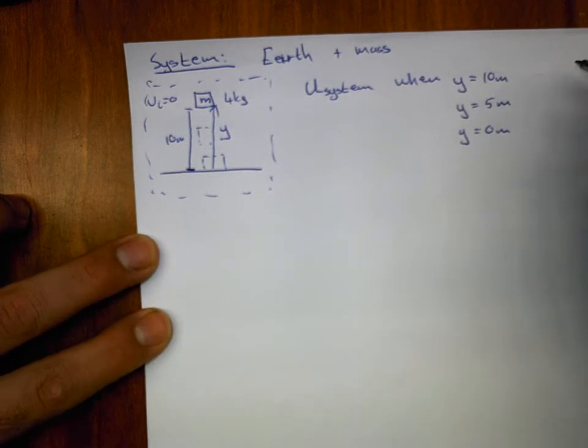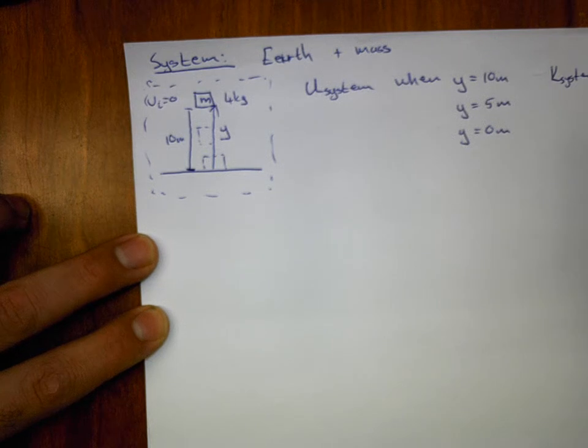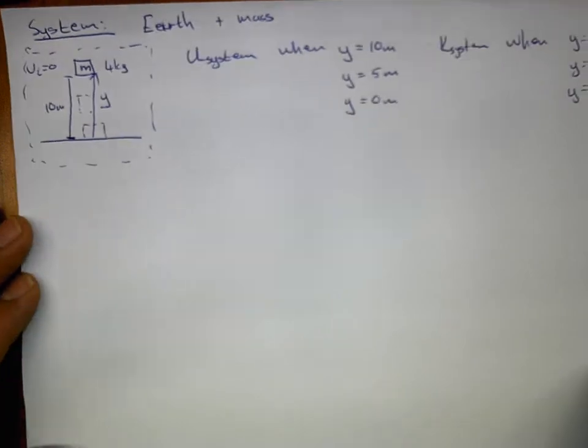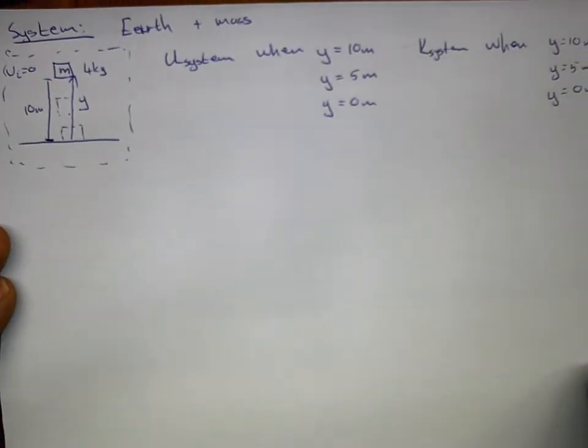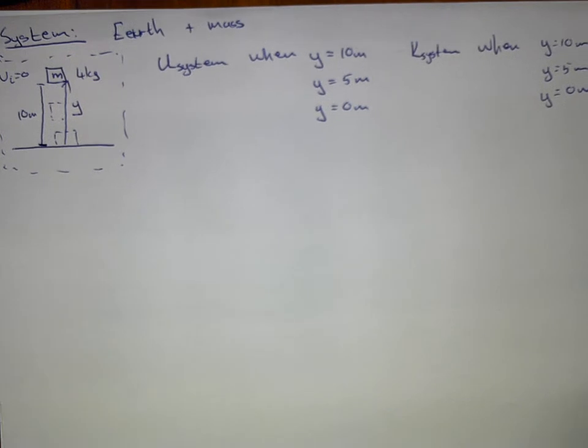Now, in the second part, we are asked to calculate the kinetic energy of the system for the same configurations. So when y is equal to 10 meters, y is equal to 5 meters, y is equal to 0 meters. Now remember, when we refer to the system, we mean we want the potential and kinetic energy for every object in our system. So you need to think about what the Earth is going to be doing in this problem as opposed to the mass.